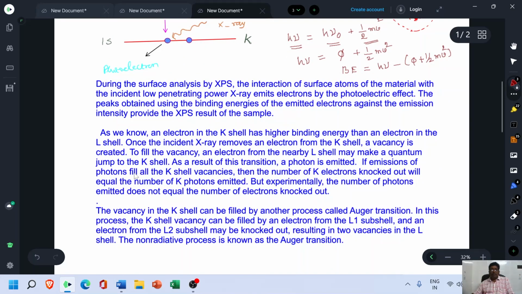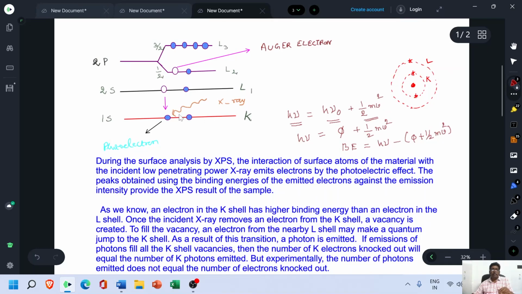If emissions of photons fill all the K shell vacancies, then the number of K electrons knocked out will equal the number of K photons emitted. See, the system contains more and more atoms, so more and more K electrons are coming out as photoelectrons. In order to fill up such vacancies, electrons from the L shell are making their quantum jump to the different K shells. That means the K shells correspond to different atoms. In this way, we may expect more and more photons.